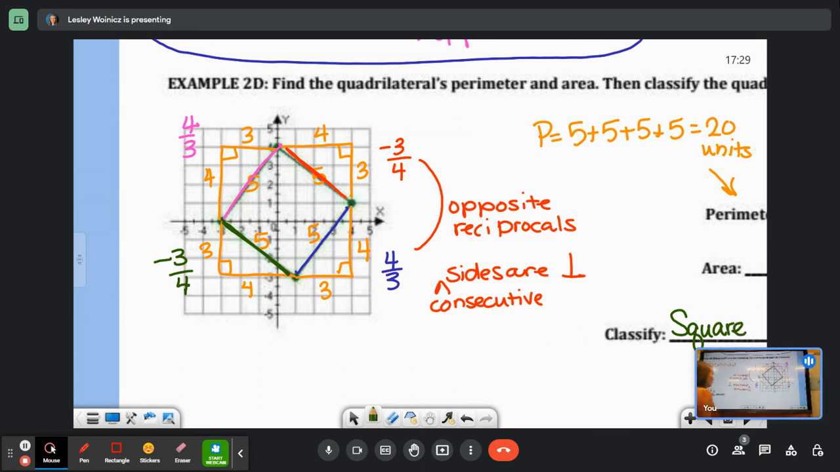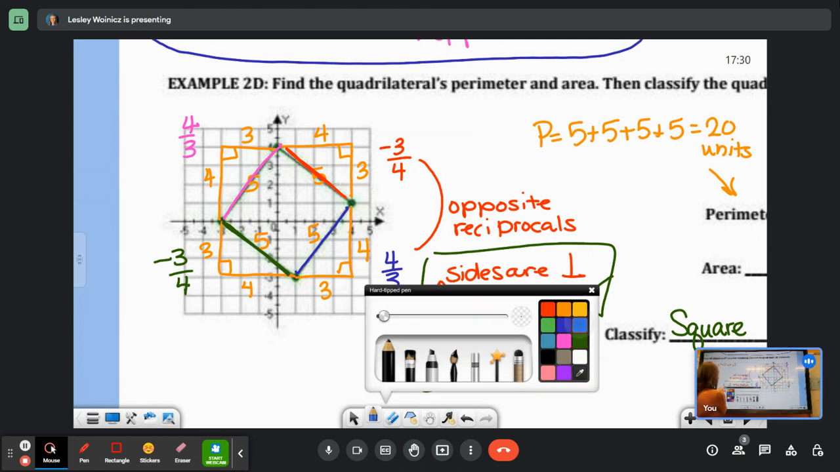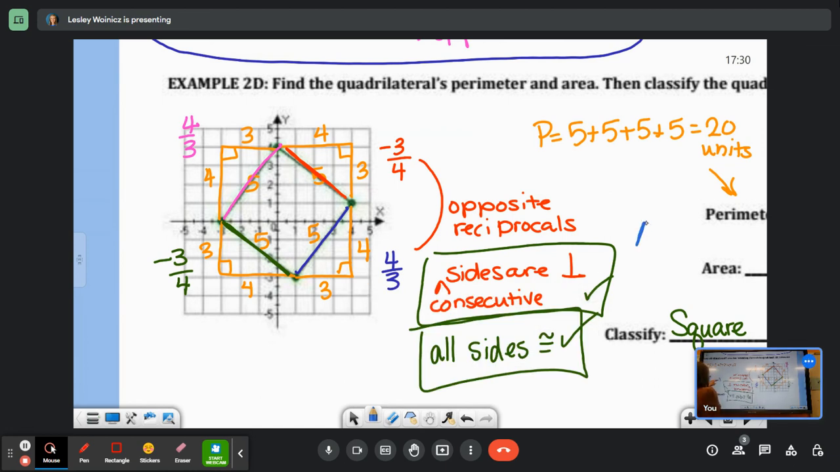For a square, we need consecutive sides perpendicular, check, and we need all sides congruent, check. That's for a square. So now the area is really simple. It's just the side squared. So our area is just 5 squared, which is 25 units squared.